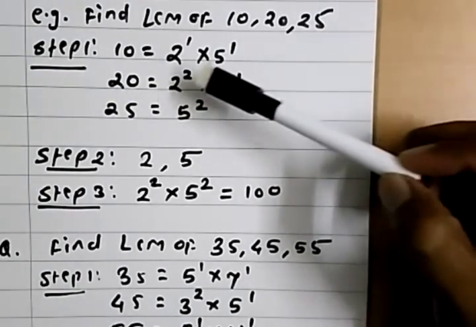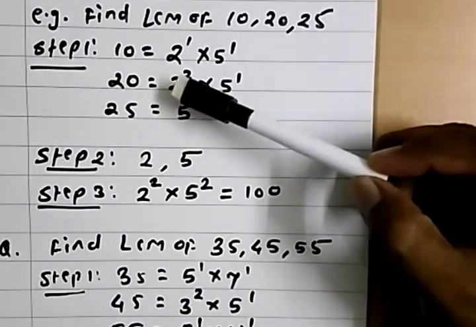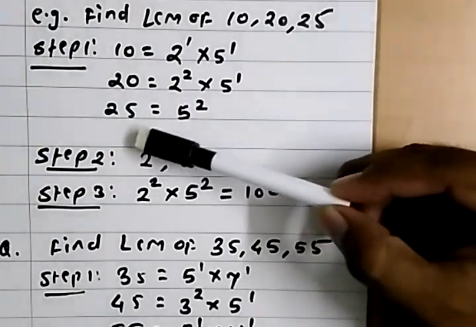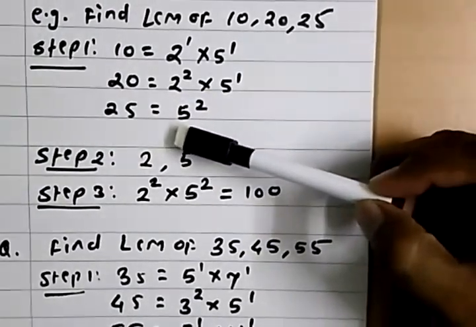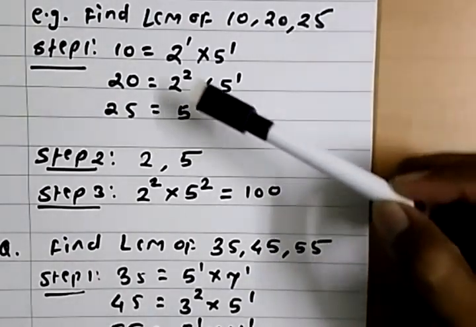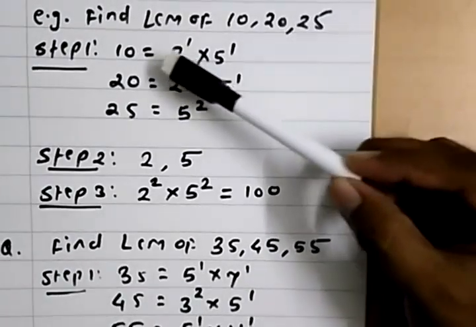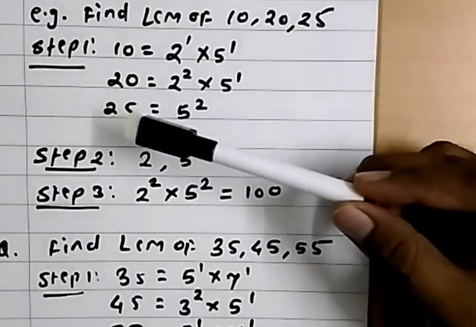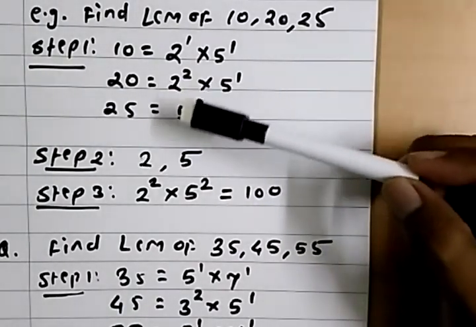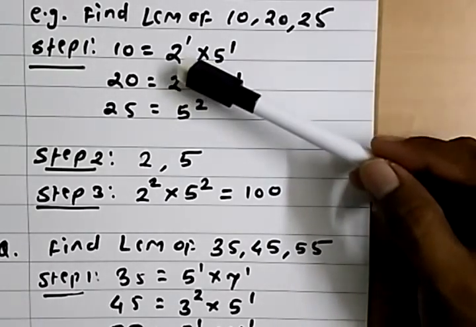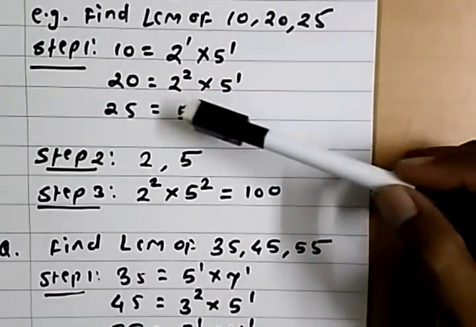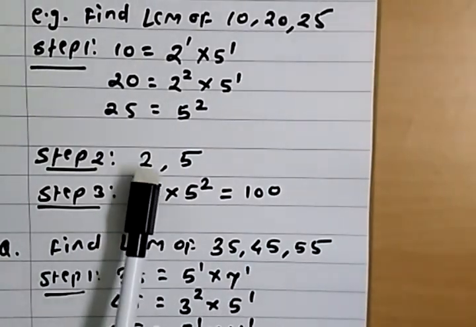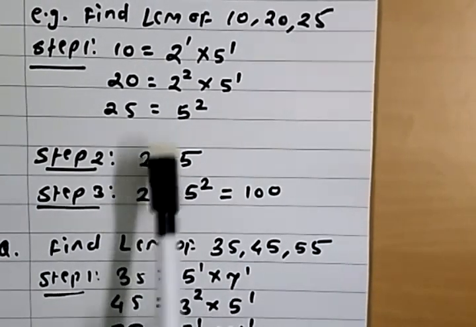Then 20 is 4 into 5. 4 is nothing but 2 raised to 2. 25 is 5 into 5, that's 5 square. So we factorize these numbers into their prime factors. Now step number 2 says collect all the distinct factors. So the distinct factors here are 2 and 5 only. Step number 3 says raise these to their highest power available.